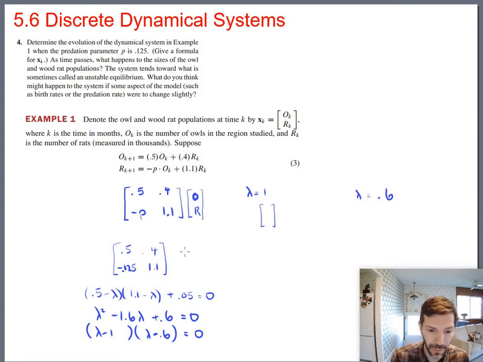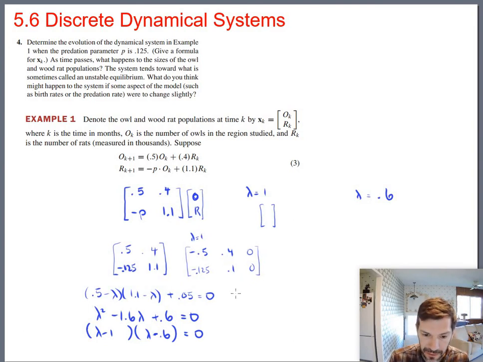So let's see, for 1, so I'll do lambda equals 1, so subtract 1. So negative 0.5, 0.4, 0. And the other row should have the same information, so I really don't even need to write it out, but let's just check to make sure. So negative 0.125, 1.1 minus 1 is 0.1, 0, and yeah, if you multiply the bottom row by 4, you get the top row. So they're multiples of each other.